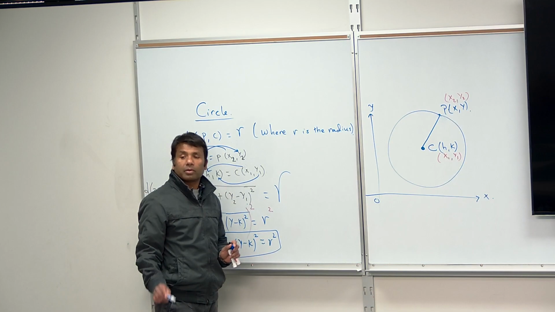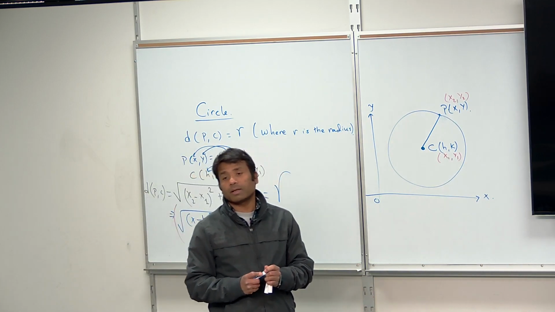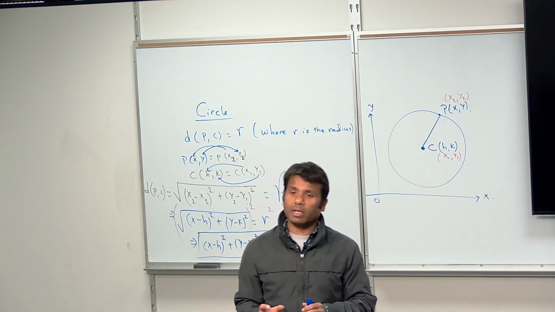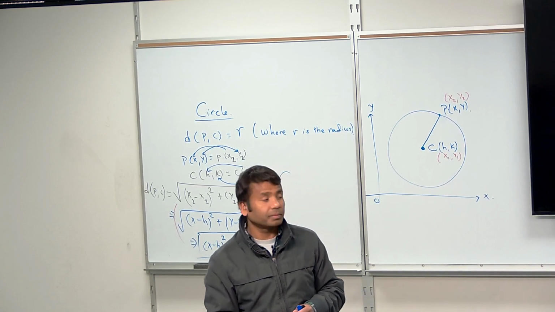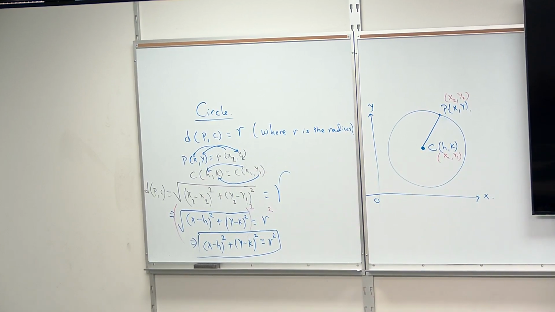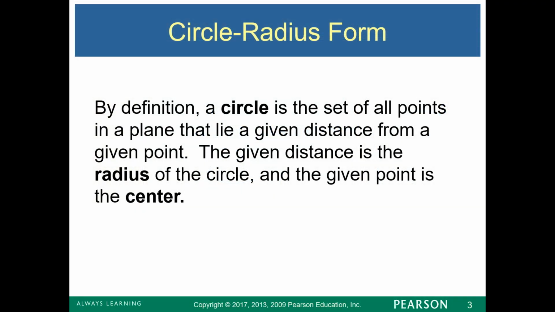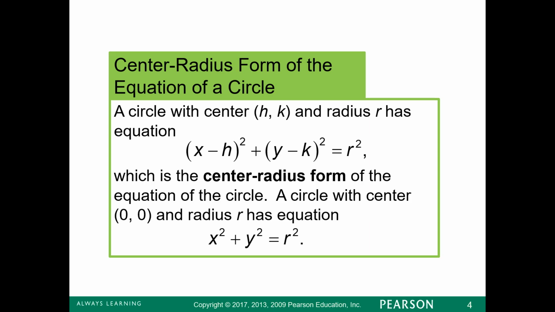You got it? So now, if you know the center and the radius of the circle, then you can find the equation. Make sense? So this is the important formula: (x - h)² + (y - k)² = r². A circle with center (h, k) and radius r has the equation (x - h)² + (y - k)² = r².